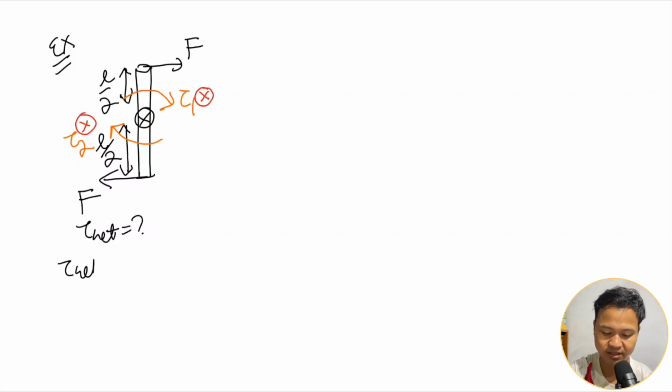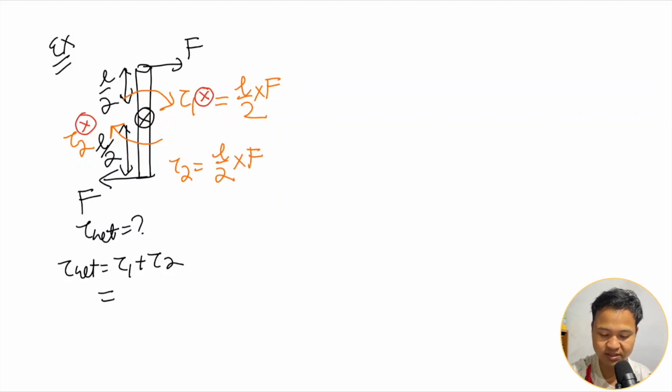Okay, so what is the net torque? Net torque will be given by torque 1 plus torque 2. Torque 1 is equal to r into F, where r is L by 2, since the fixed point of rotation and the point of application are L by 2 apart. So torque 1 is LF by 2. Similarly torque 2, again r is L by 2, so LF by 2. So LF by 2 plus LF by 2, how much is this? L into F, so this is your net torque.